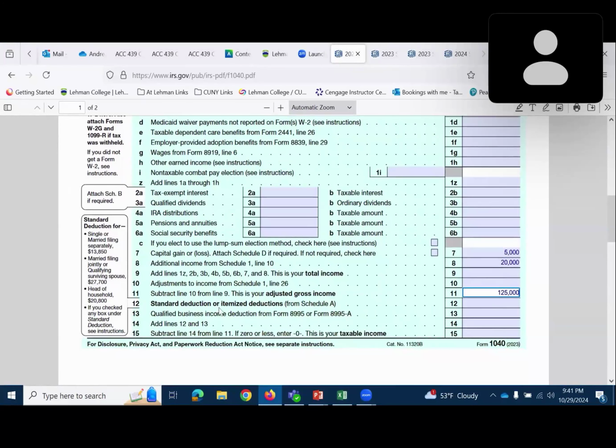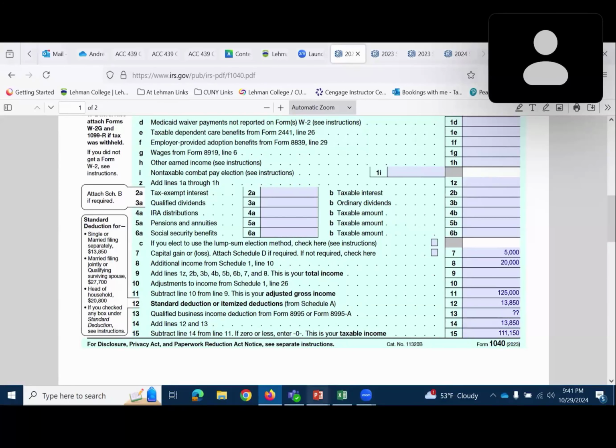I'm single. I don't itemize. I'm going to take the 13,850. I don't know this number yet. So I add these together, 13,850. What's my taxable income? Try to calculate that now. My taxable income is 1,111,150. Okay, that's just me filling in numbers. I'm making up the numbers.